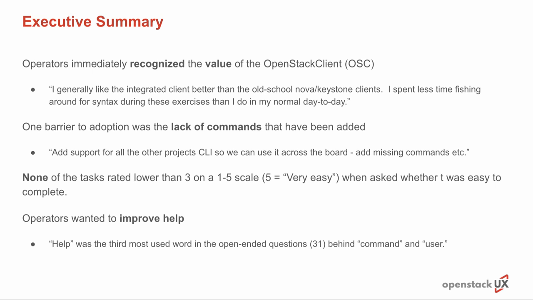We also wanted to point out that none of the tasks actually rated lower than a 3 on a 1 to 5 scale, where 5 is very easy. And in addition, operators did want to improve help. Frankly, that's not exclusive to OSC. If you look at the user survey, you'll notice people consistently complain around help as well as documentation. Now, frankly, between us, it's really more of an information architecture issue than specific to help and documentation.